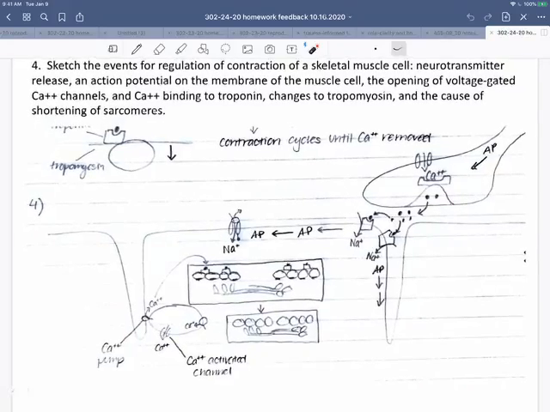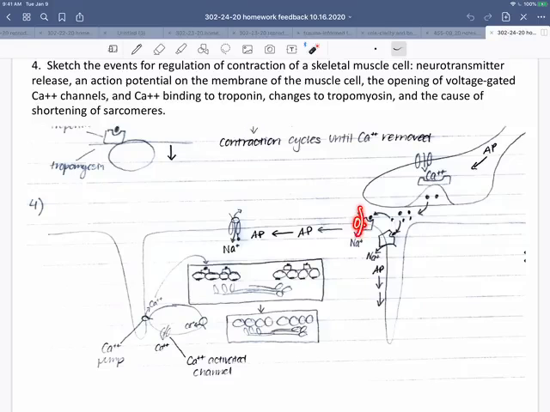Events of an action potential to control a skeletal muscle. We have an action potential coming down. This voltage-gated calcium channel would open. Calcium binds to a calcium binding protein. That releases neurotransmitter. At a muscle, it is acetylcholine. It's the neurotransmitter, and that binds to acetylcholine receptors, which are ionotropic receptors.